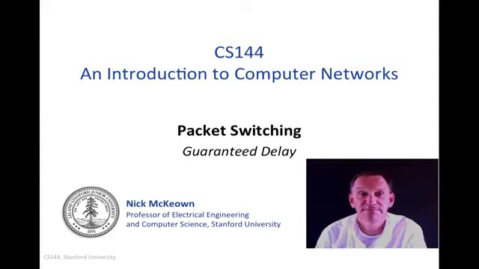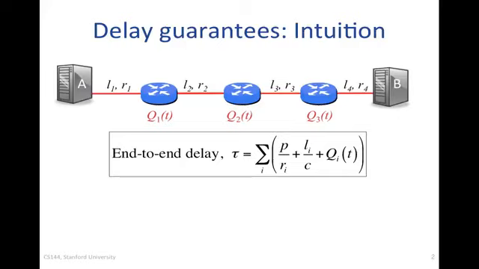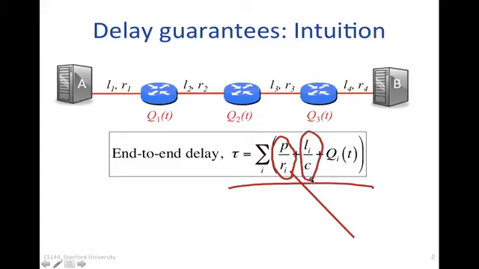Let me start with giving you some intuition on how delay guarantees are going to work. So recall our end-to-end delay equation, which tells us the delay from one end of the network to the other as a function of the packetization delay, that is the fixed component of the packet length divided by the rate, plus the propagation delay, which is the length of the link divided by the speed of light, plus the queuing delay. And the first two terms are defined as fixed functions of the network. They depend on things under our control. Normally, the queuing delay is not under our control.